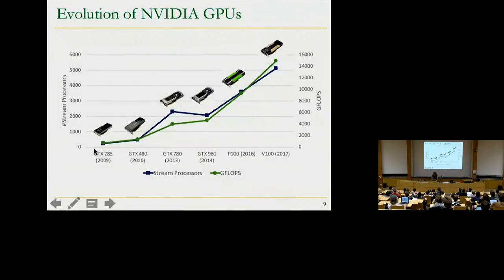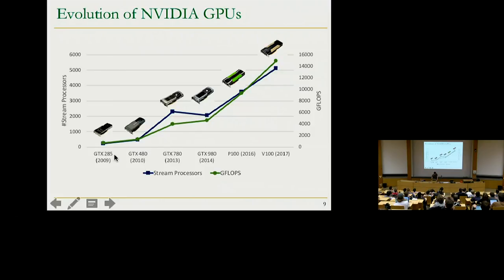This is where we have the GTX 285 that was launched in 2009. It had 240 of these stream processors that are our vector lanes. And if you look at the right axis, this is around 700 gigaflops.